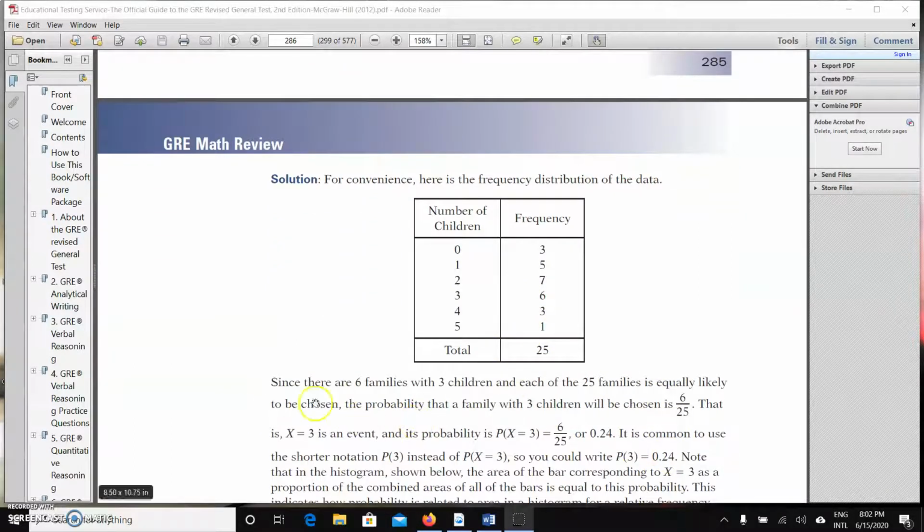Let me show you here. Since there are 6 families with 3 children and each of the 25 families is equally likely to be chosen, the probability that a family with 3 children will be chosen is 6 over 25, like I just told you.